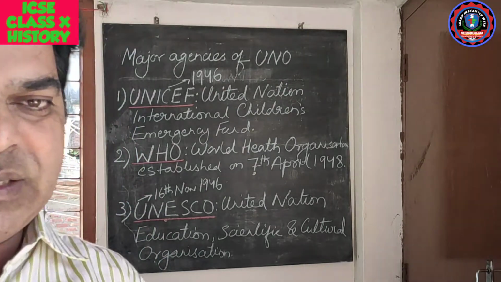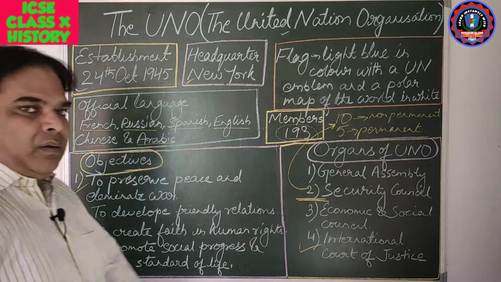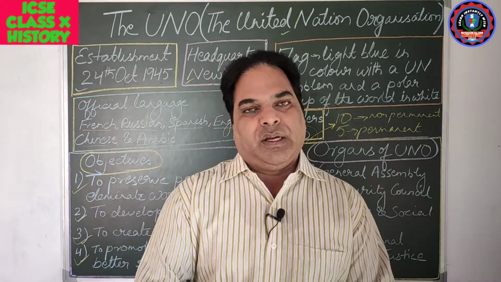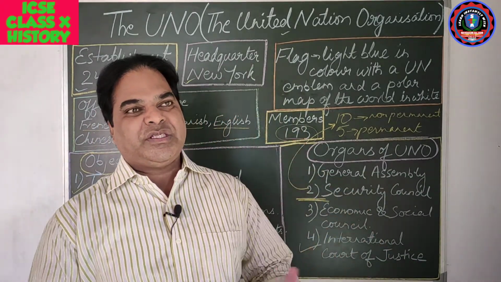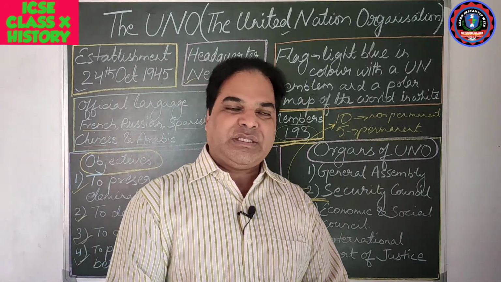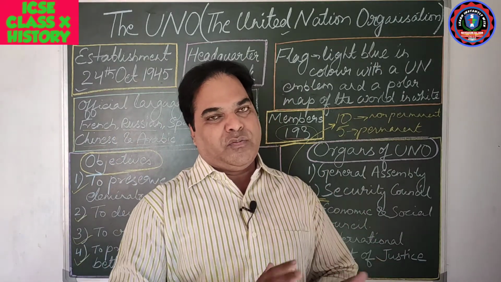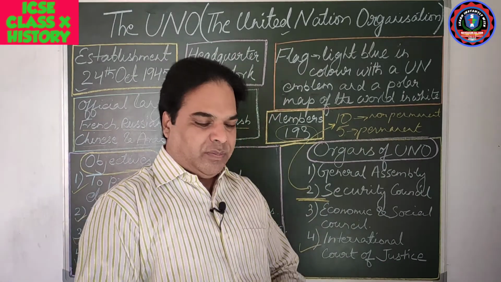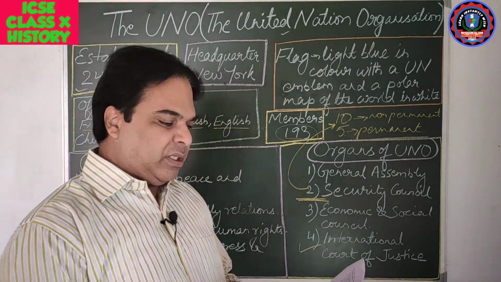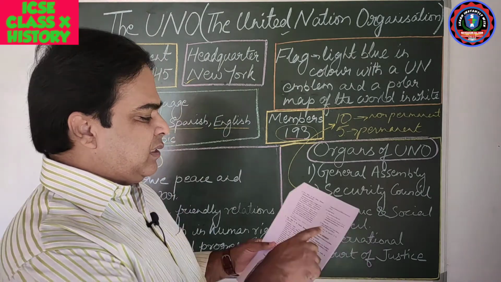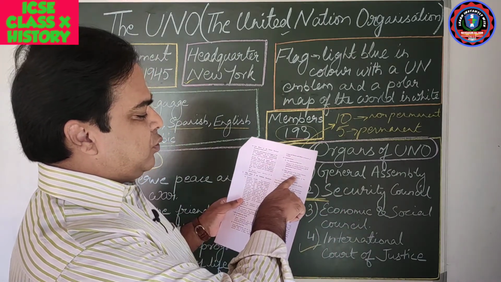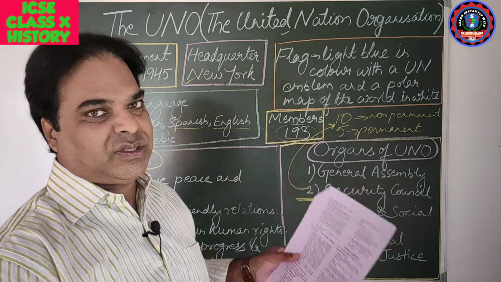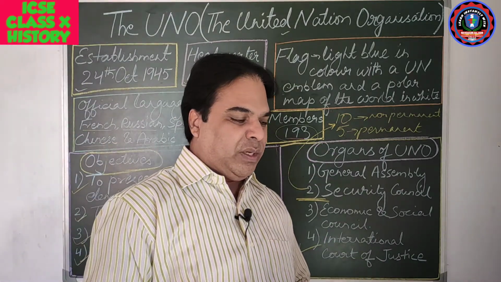Okay, let us now go back to the main board. These are some of the important agencies I discussed right now. UNICEF, WHO, UNESCO. You have to just go through the full forms only; nothing much is asked. So this is all from this chapter, the United Nations Organization. Major agencies of the United Nations: UNESCO, WHO and UNICEF. Only names and expansions of the abbreviations are required. So nothing much we have to do.